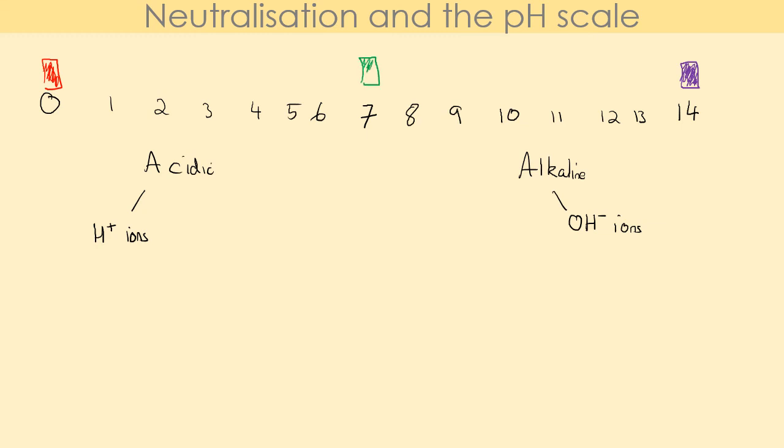If we add it and we get green, we have a neutral solution. This is neither acidic nor alkaline. It has equal numbers of H+ and OH- ions. These ions will combine together to make H2O, which is water.